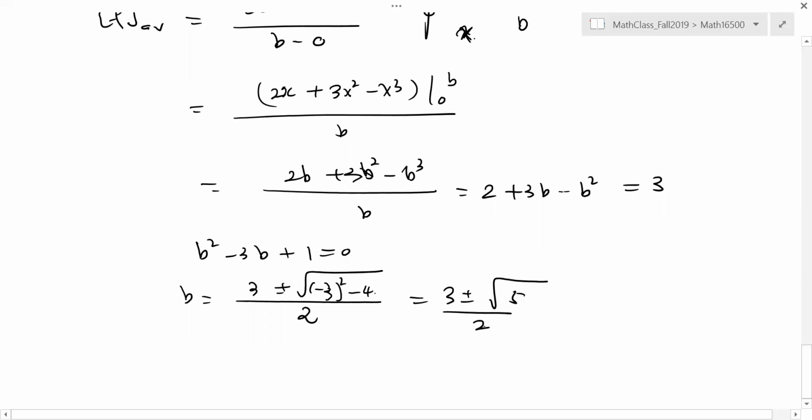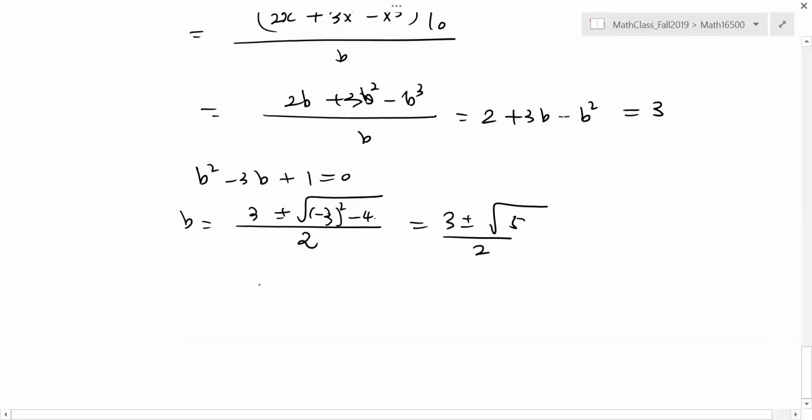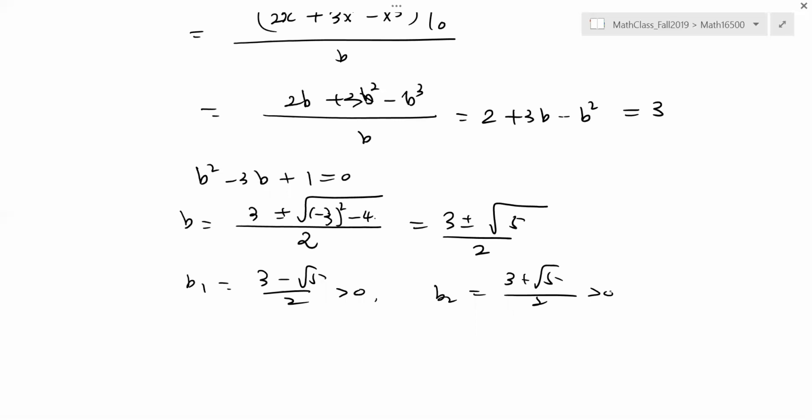But can we choose the negative sign? I think it's possible. The reason is the two solutions. So b1, 3 minus square root of 5 over 2, is greater than 0. b2 is also greater than 0. So there are two possible solutions for the interval.